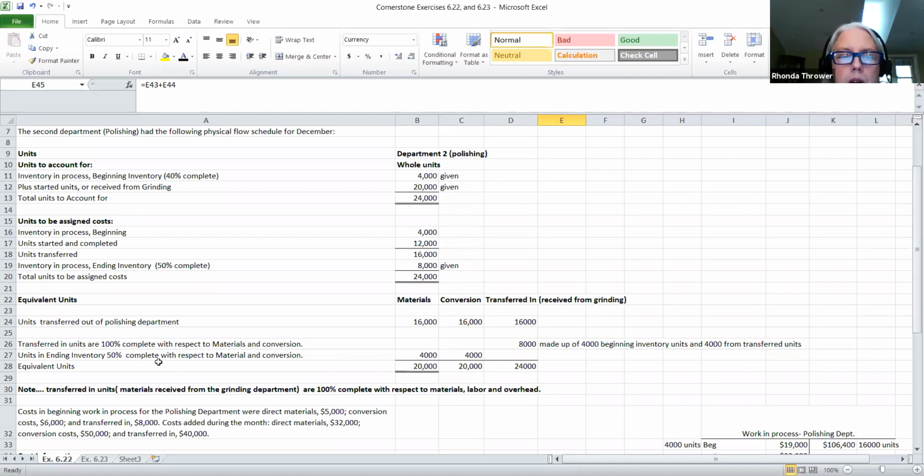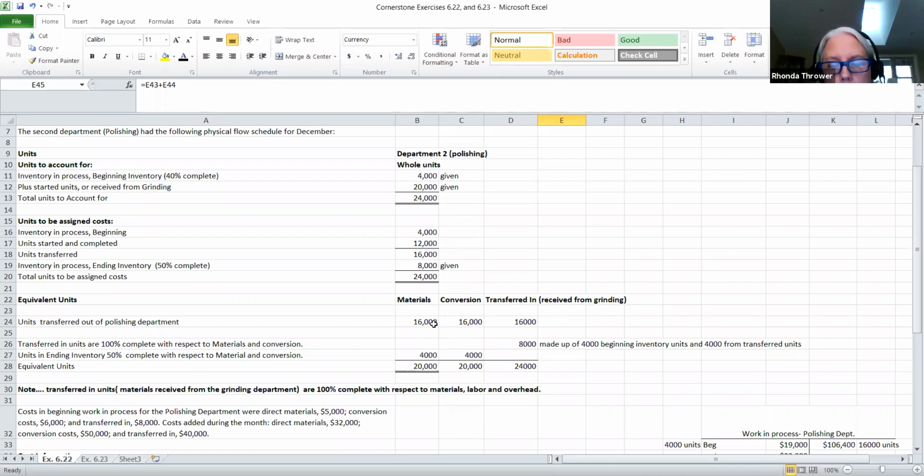For conversion, it's 50% complete with respect to conversion. So 8,000 times 50% will give you 4,000 conversion units. Notice this materials figure is a little different than what you're used to when the problem states that materials are added at the beginning of the process. We'd use 100% then, but in this case the materials were added uniformly, so we only use what they tell us has been completed for ending inventory. In other words, the ending inventory is 50% complete with respect to materials and labor and overhead, which is your conversion.